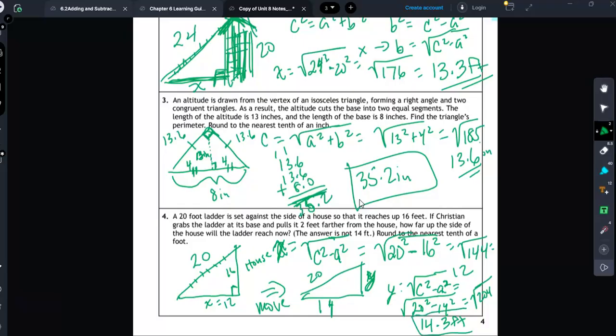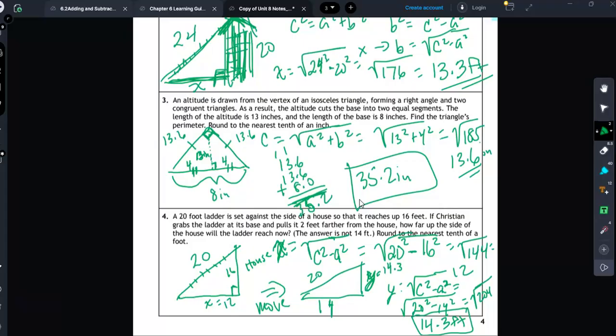So that is our final answer. Our y equals 14.3. If you want to double check it, you plug it back in: square 14.3, square 14, and that should be approximately 20 squared if you want to double check your work.